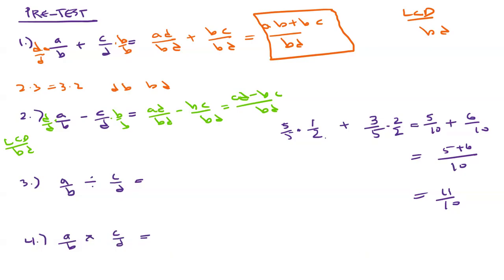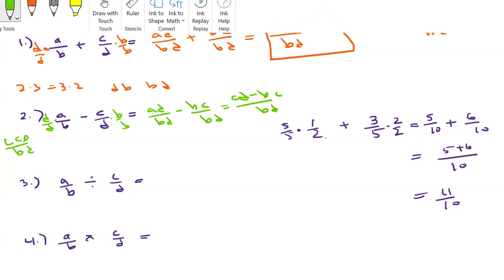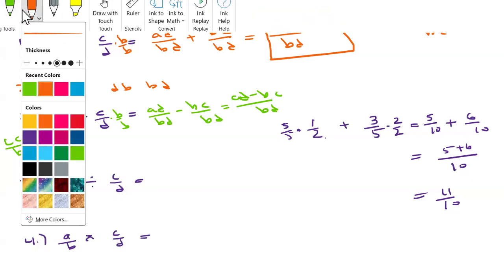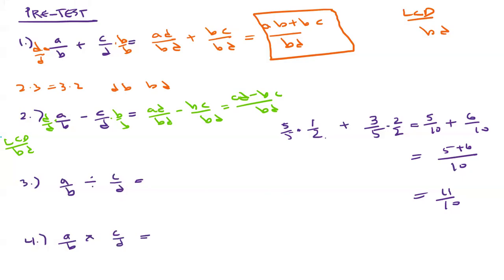Anybody remember? So again, let's go back to the basics. Do you keep it, change it, flip it? You would keep the first part of it, and then multiply, and then flip the second one upside down, so the D would become up top and the C would go on the bottom. Excellent. Very good. So that's exactly what you do.